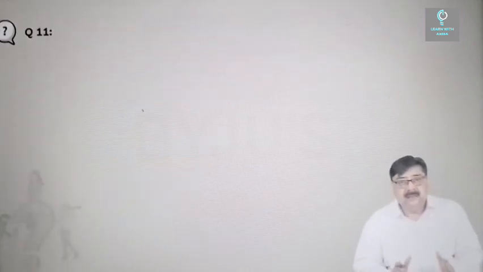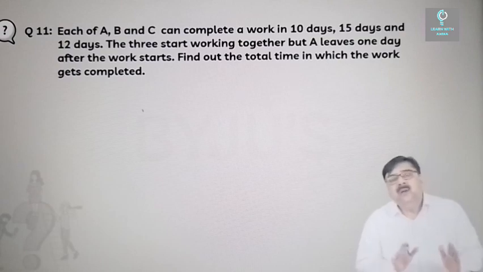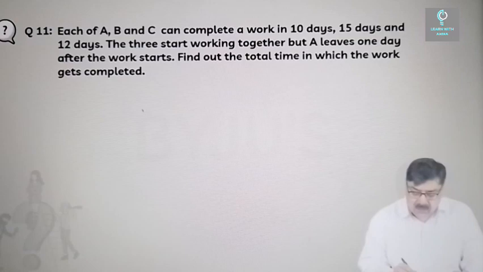So I hope that this becomes much easier and faster and much more logical in your approach. And this would tend to reduce any chance of committing an error also. Now, each of A, B and C can complete a work in 10, 15 and 12 days.